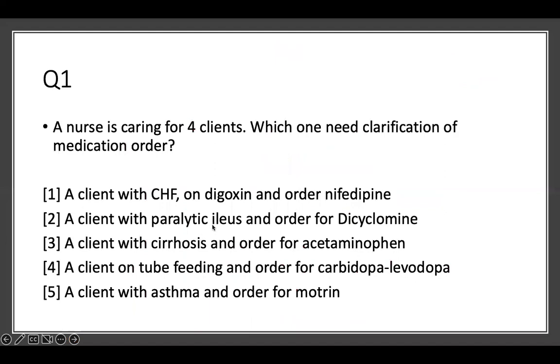Get to the questions. So the first one is: a nurse is caring for 4 clients. Which one needs clarification of medication order? So basically, this is a short answer question. The way to answer questions, you go through the ask, the case, the buzzwords, then you rewrite it, and then you use your content and go answer the question. So basically, answering questions backward.